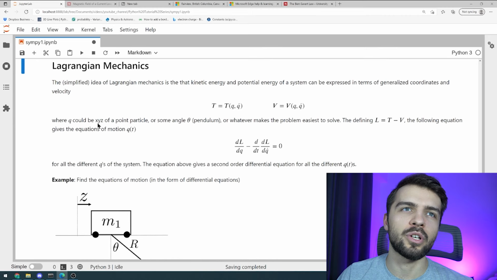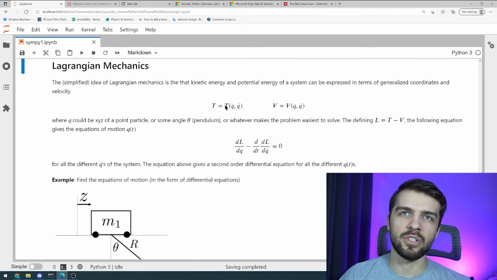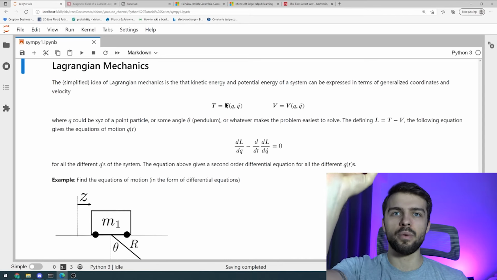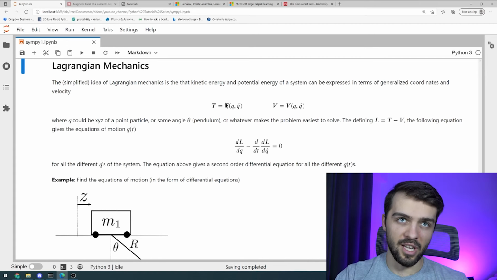Well, Q could be an x, y, z position of a particle. And so maybe the kinetic energy is a function of where you are in space, x, y, z, and your velocity in space, x dot, y dot, and z dot, right?